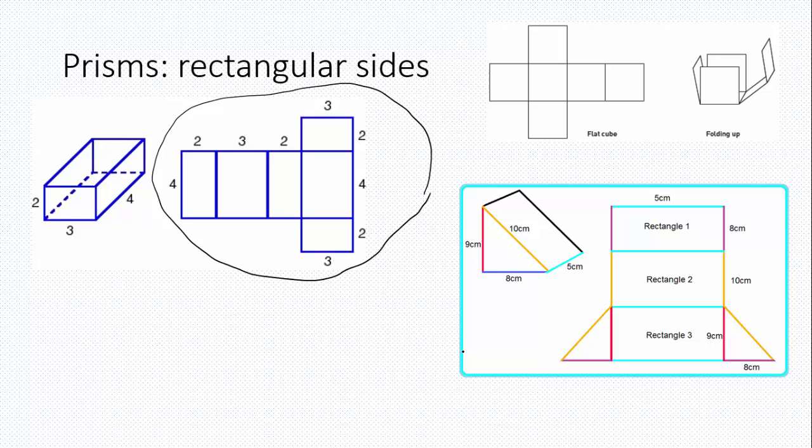Prisms are always composed of several rectangles that go around the object, combined with two bases that can be any polygon. This is a rectangular prism because the two bases are rectangles. And this is a square prism, a cube, or you could call it a rectangular prism because squares are rectangles. And this is a triangular prism because it has two triangles opposite from each other surrounded by rectangles. So let's find the area.